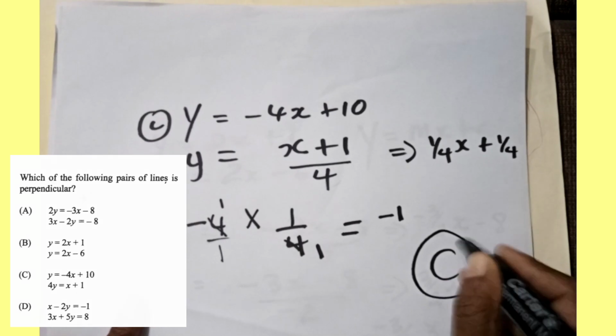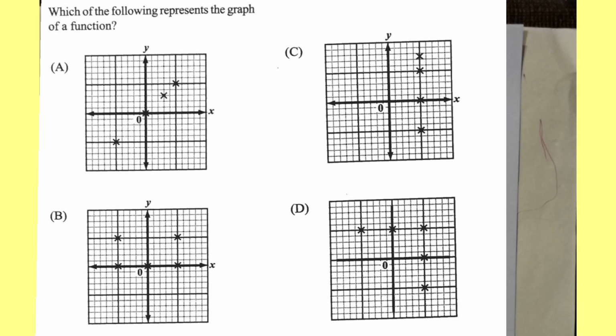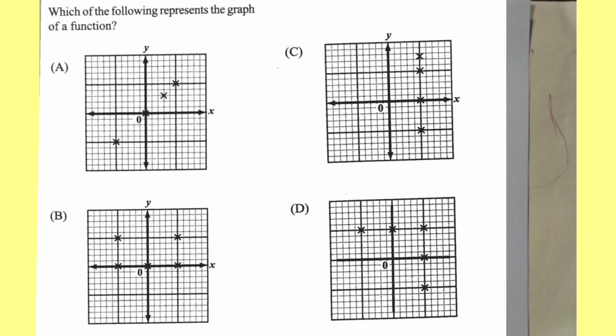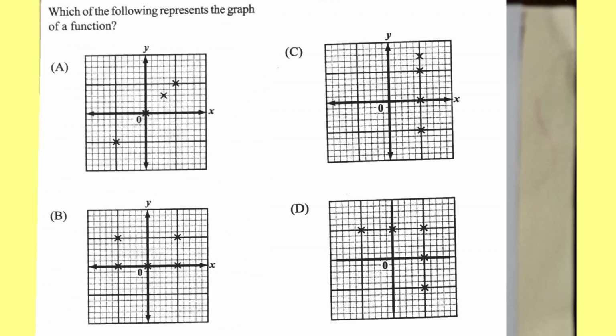So we are going to be looking at the next question now. And it says, which of the following represents the graph of a function? So you have to remember now what a function is. It has to be one-to-one, one element from the domain being mapped onto only one element in the range. So it can be a one-to-one mapping or a many-to-one mapping, right? You can't have more than one element in the range being mapped onto. Just one and only one element from the range.